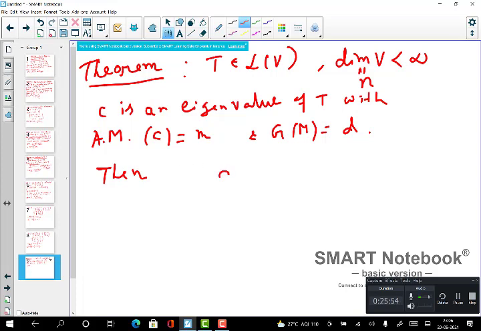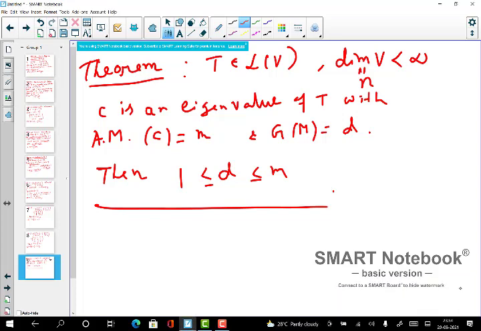Then this d is always less than or equal to m. Obviously, d has to be at least one, the geometric multiplicity, but d is always less than or equal to m. So this can be equal to m sometimes. For example, in our last example, we see that when the eigenvalue is 3, d and m are the same. But when it's 1, d is 1 and m was 2, so they are not the same, right? So in general, this is always true.